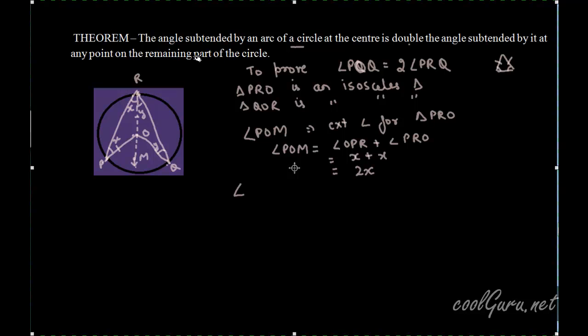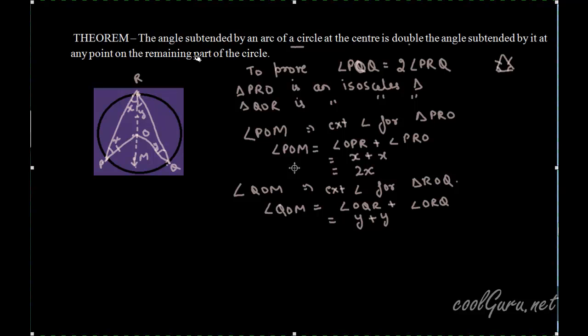Similarly, angle QOM is an exterior angle for triangle ROQ. For triangle ROQ, again we can write that this exterior angle QOM is equal to the sum of 2 interior opposite angles, that is angle OQR plus angle ORQ. That is, in place of this we can write y plus y, or 2y.